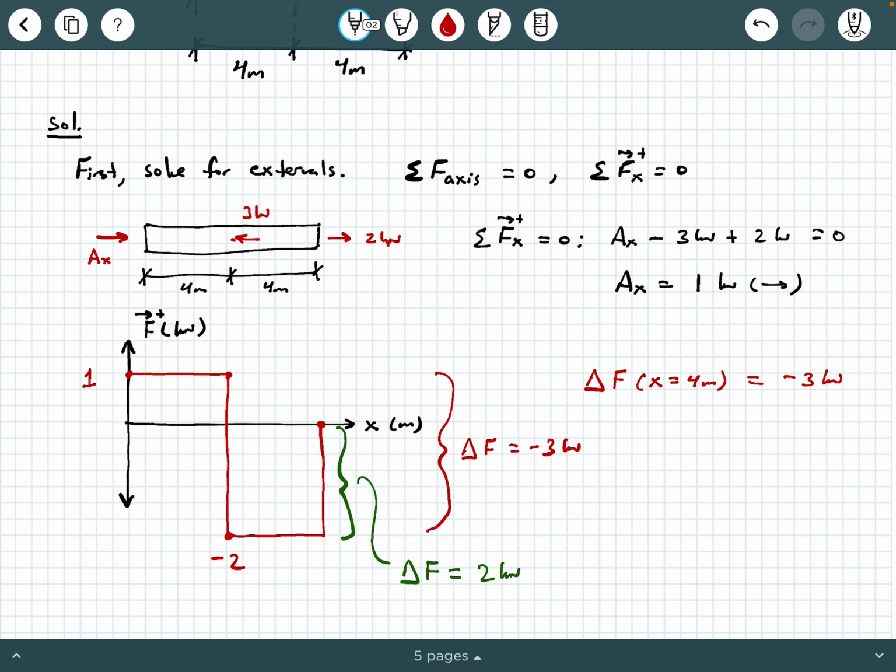Some people like to shade these in. That's what I like to do, just to throw some hatching in there. And this is our axial force or axial load diagram. Sometimes you might hear this called a normal force diagram. So if you ever hear normal force diagram, it's still this. It's just a different name for axial force diagram.